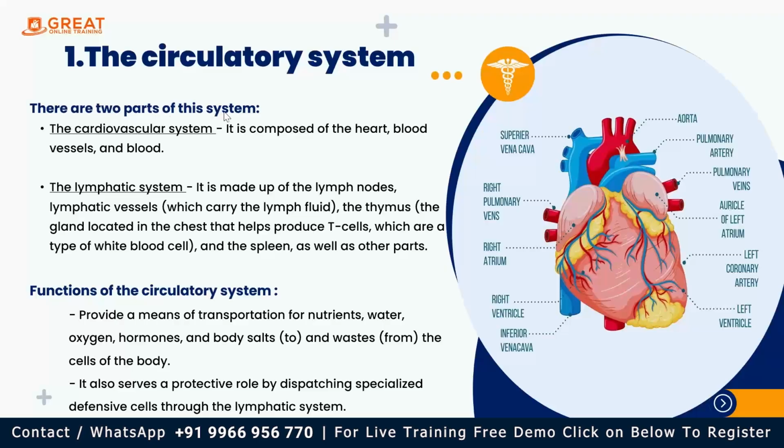There are two parts of this system. The cardiovascular system is composed of the heart, blood vessels, and blood. The other part is the lymphatic system. It is made up of the lymph nodes and lymphatic vessels. Lymphatic vessels are those vessels which carry lymph fluid. Then the thymus. The thymus is the gland located in the chest that helps produce T cells, which are a type of white blood cell, and the spleen as well as other parts.